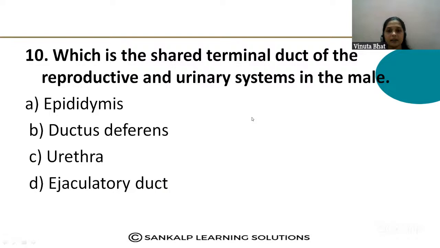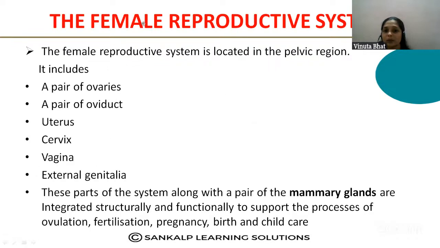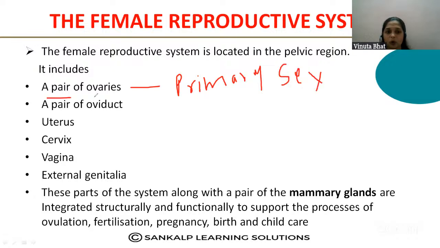Okay. Then, let us move on to the next topic, that is the female reproductive system. Yes, male and female reproductive systems are different, right? Here, the female reproductive system also contains the primary sex organ and accessory ducts. The primary sex organ is a pair of ovaries. The accessory ducts are the oviduct, uterus, cervix, and vagina, and the external genitalia. So these are present in the female reproductive system.